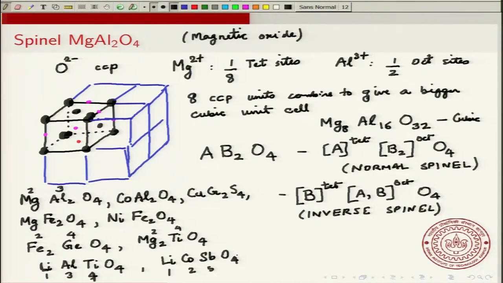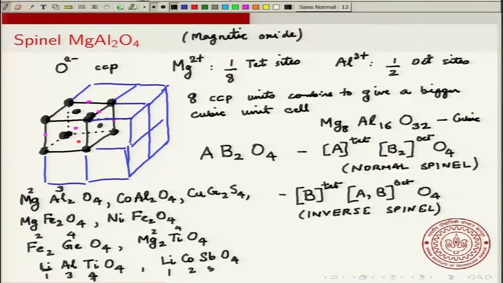So antimony has an oxidation state of plus 5, cobalt is plus 2, and lithium is plus 1, and together they add up to plus 8, which is compensated by the oxide charge. So there are several examples of spinels that are observed, and it is indeed a very common structure. As I said, it is well known as a magnetic oxide.